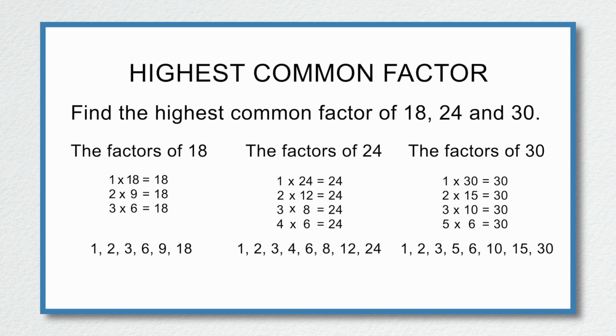If we look at the set of factors for each number, we can see that 1, 2, 3 and 6 are common factors to these three numbers. The highest common factor is therefore 6, because 6 is the highest factor that is common to all three numbers.